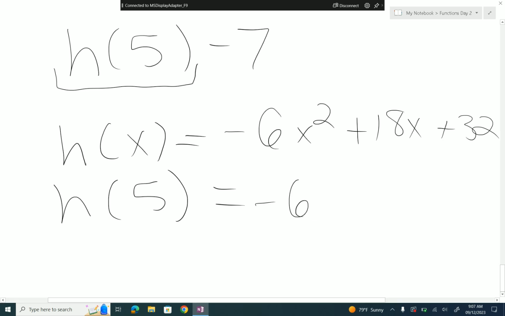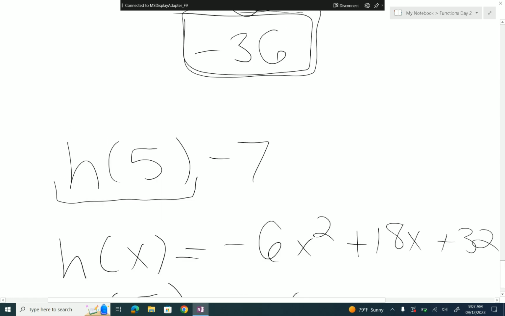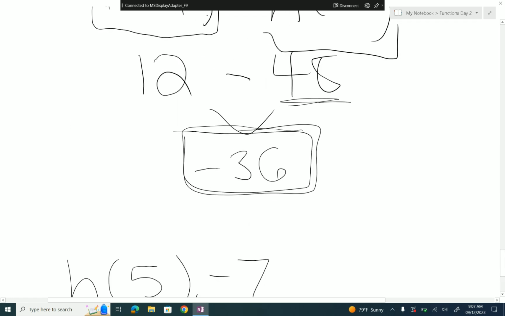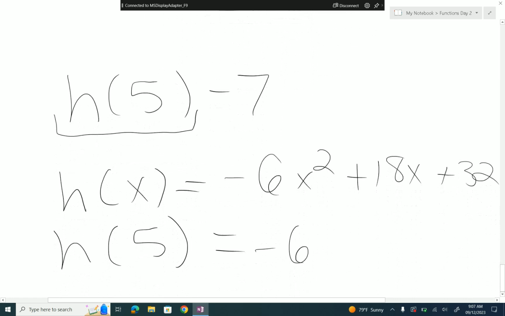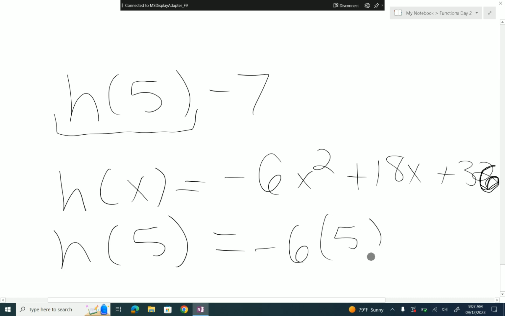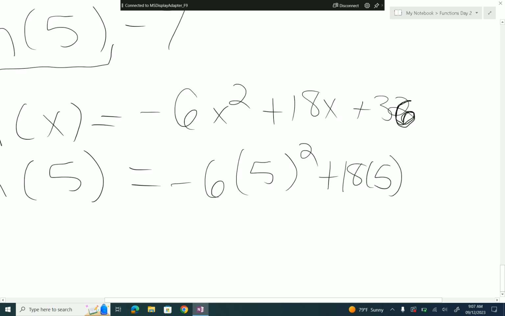Is it supposed to be 36 instead of 32? Oh, sorry, what did I put? No, like down. Instead of 18. Oh, is it 36? Oh, thank you. Sorry, I should have double checked that. So everywhere there's an x, I want to put a 5. I'm going to put a 5 there. And I'm going to put a 5 there. And then I'm still just adding 36.